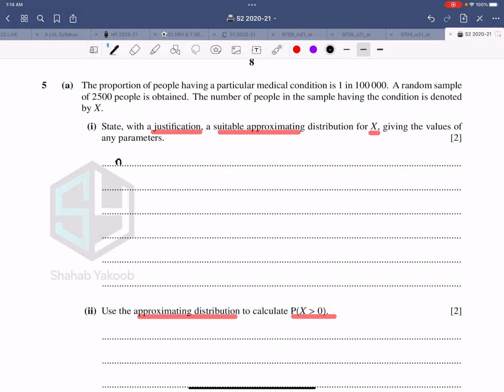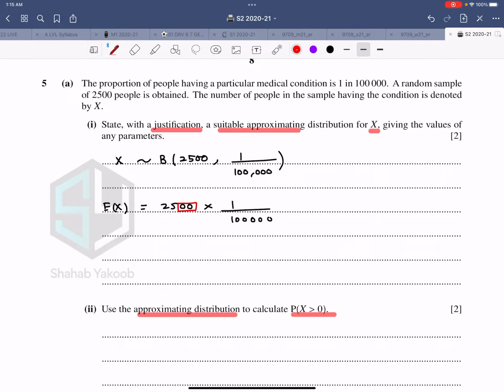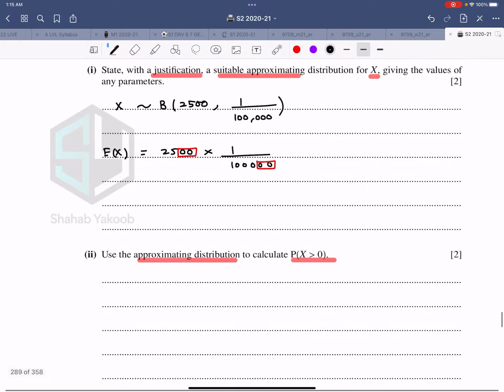N is 2500. X follows a binomial distribution, 2500 multiplied by 1 over 100,000. Expectation of X is np, that is 2500 into 1 over 100,000. 1, 2, 3, 4, 5, that's all good. So these two zeros and these two zeros disappear, and then it is 0.25 and 0.025. So expectation of X is coming out to be 0.025. That is the first thing that you get. So therefore this is 0.025.